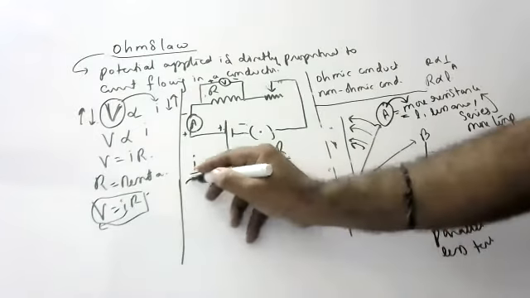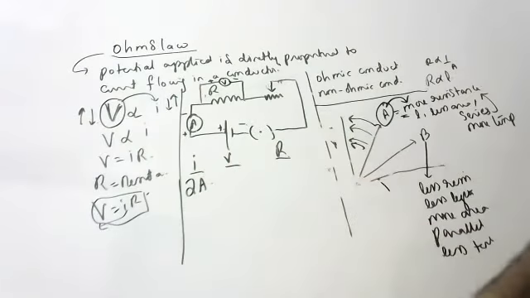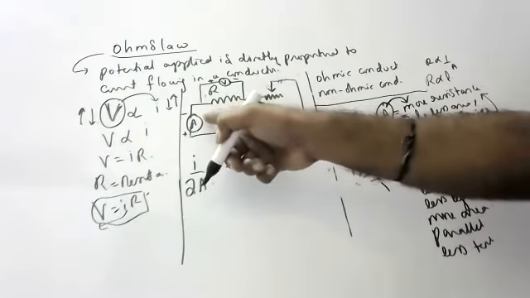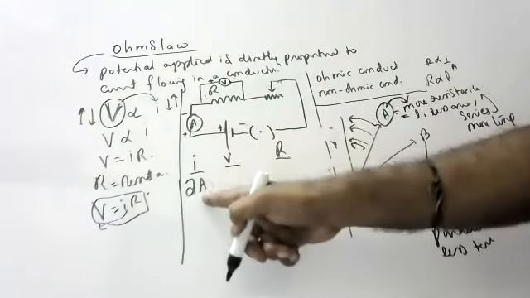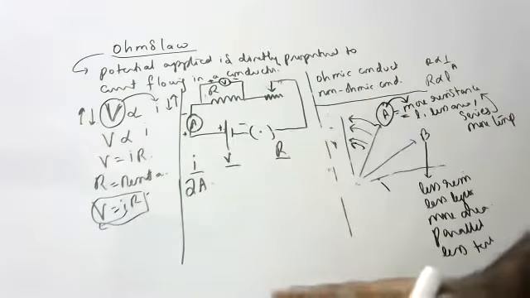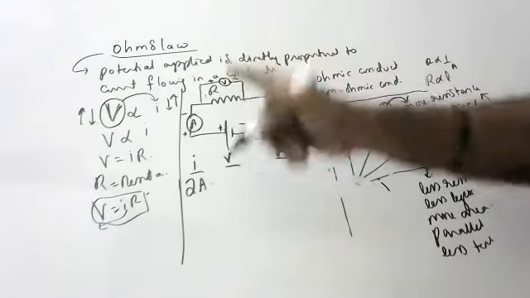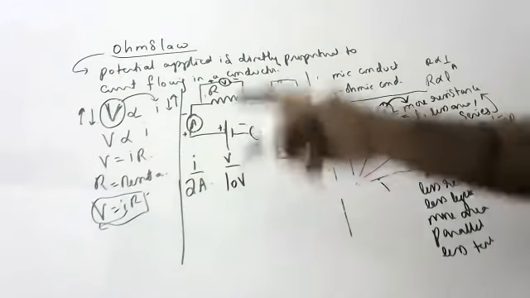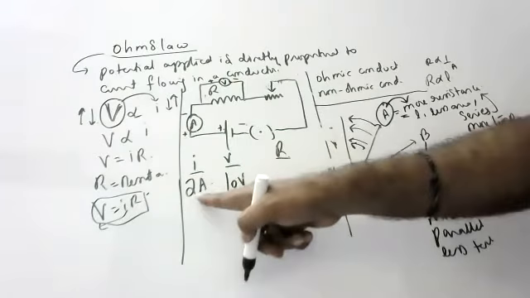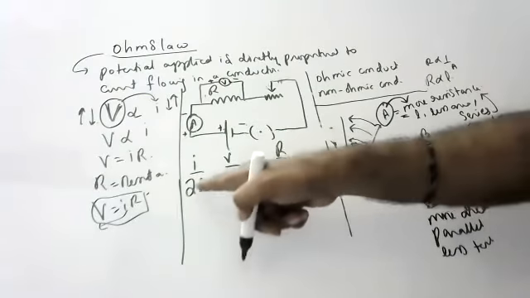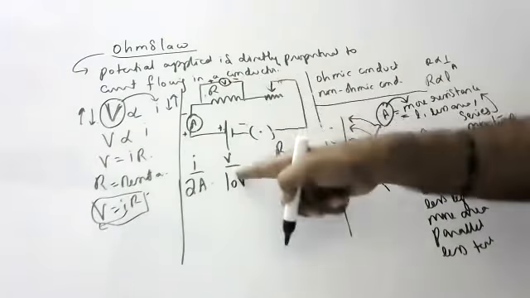Suppose I am sending 2 amperes of current. How will you know, sir? The ammeter is there, no? It will show 2 amperes. When you are sending 2 amperes, what is the potential reading you have to count? Let me say 10 volts. You should note it down. This you are sending using the rheostat, and this you will see from here.